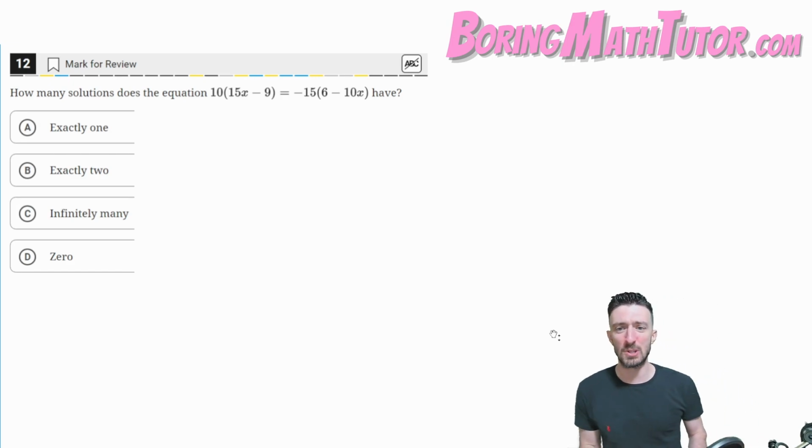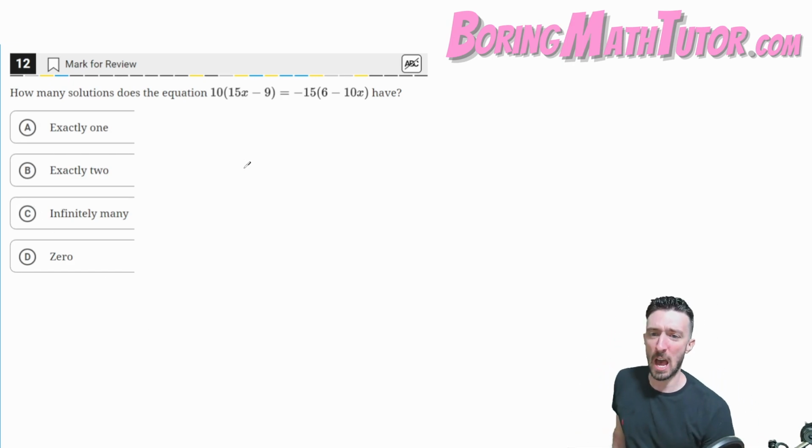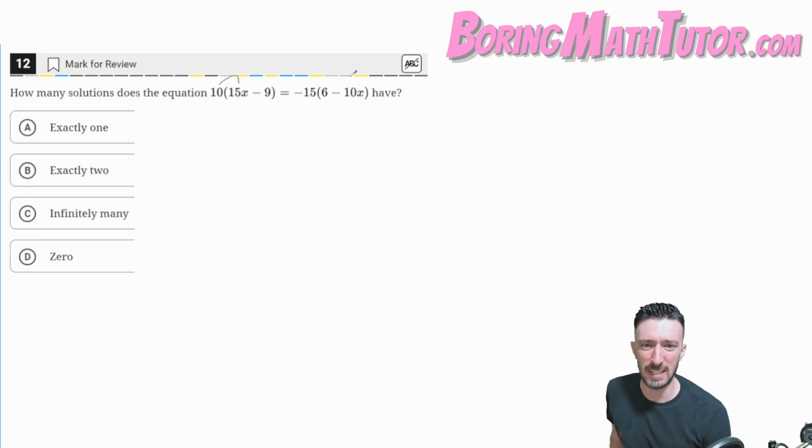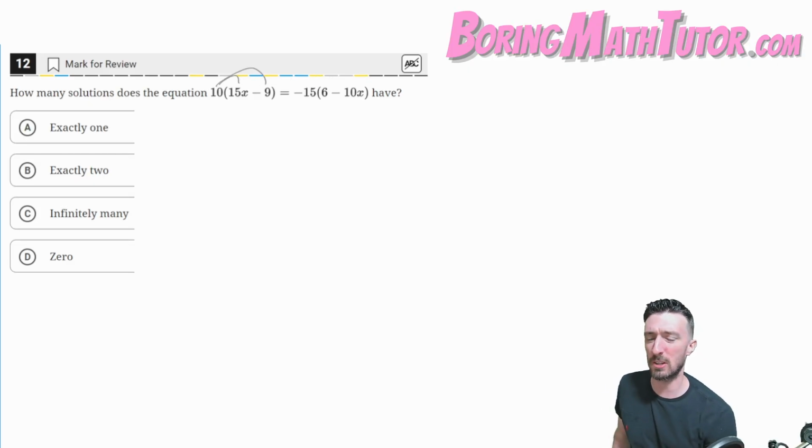How many solutions does this equation have? I'm going to show y'all a trick. I ain't going to keep doing all this Desmos mumbo jumbo. What I'm going to do is distribute. I get 150x minus 90. On the right side, when I distribute, I get minus 90 plus 150x.